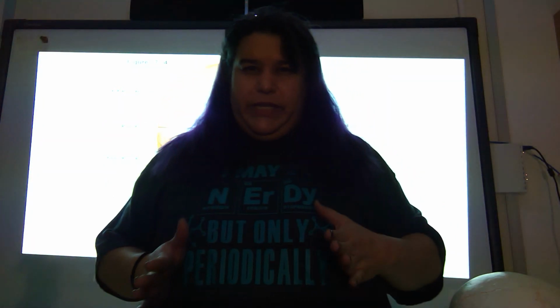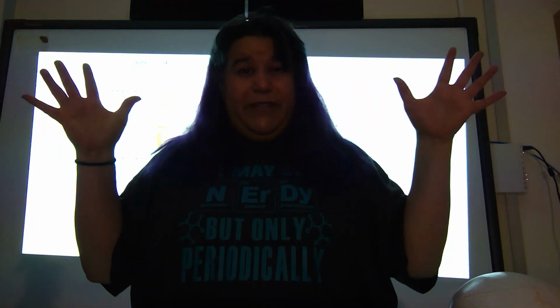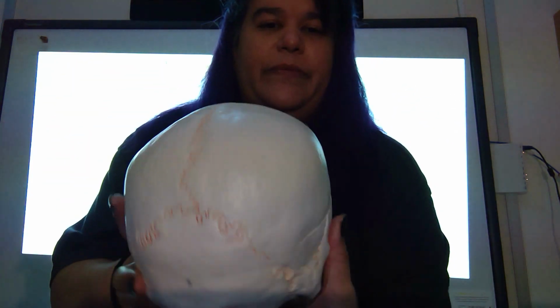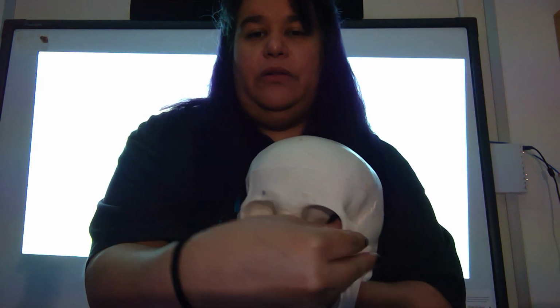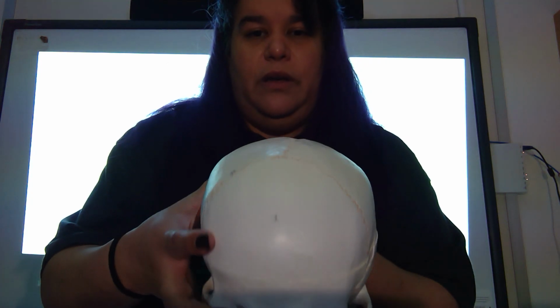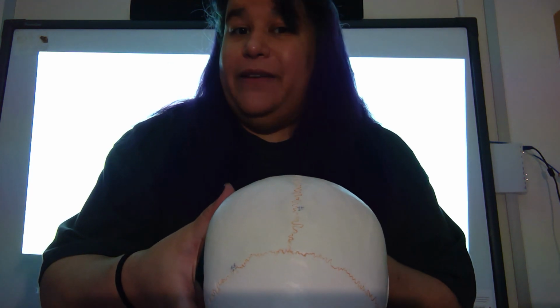So remember our sagittal plane cut us into right and left halves? This one does the same thing. And if you look, here's the skull, right? Here's the front of the skull. Cuts it into right and left halves. That's why it's called the sagittal suture. And it's between the two parietal bones.